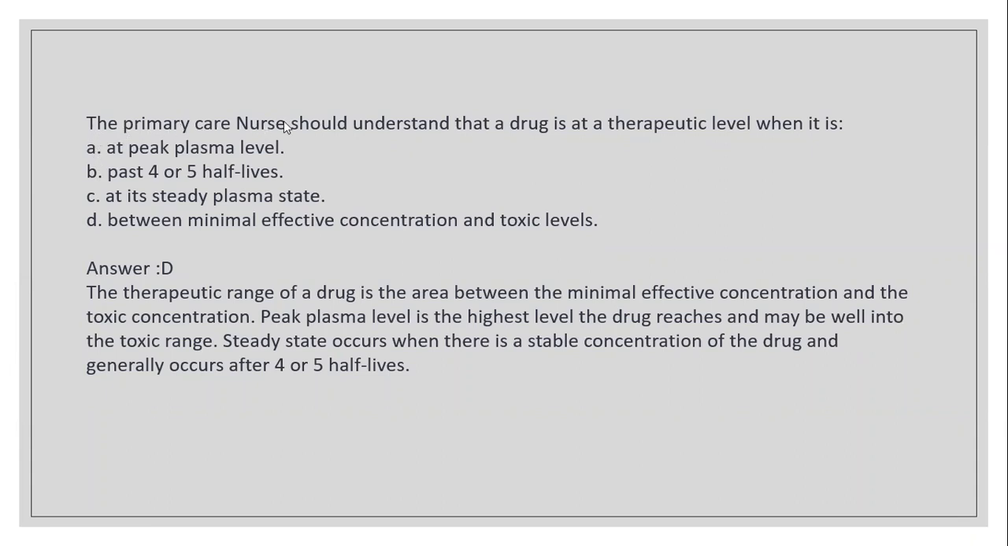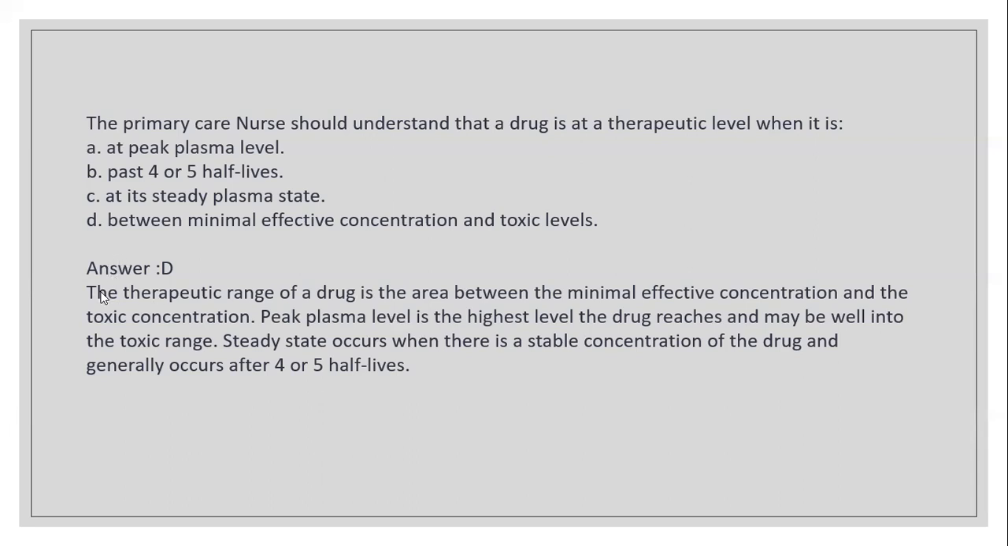Question: the primary care nurse should understand that a drug is at a therapeutic level when it is: number A, at peak plasma level, number B, at 4 or 5 half-lives, number C, at the steady plasma state, and D, when between the minimal effective concentration and the toxic level. The correct answer is number D.